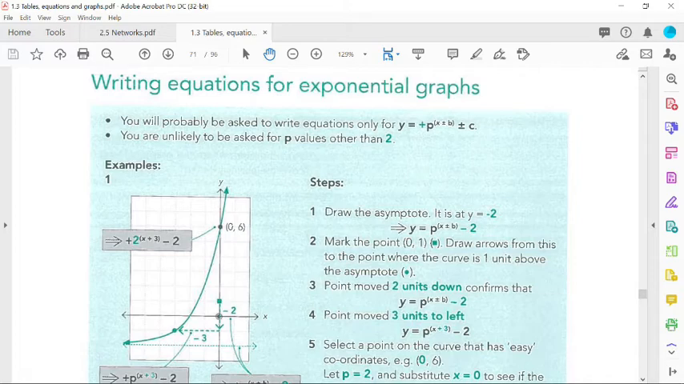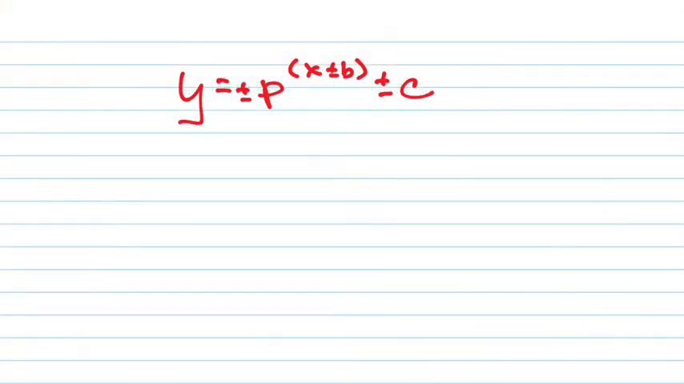Now, first of all, the basic general form: y equals p, and it can be plus or minus, because it can be negative or positive. What's a negative one going to do? Instead of going up, it's going to go down. Same exact process. For y equals plus or minus p to the x plus or minus some b, and plus or minus some c. That's the general form of an exponential function.